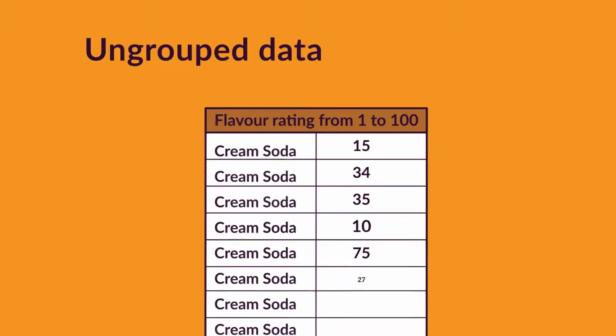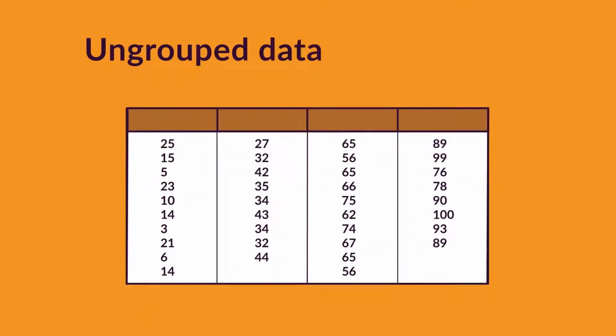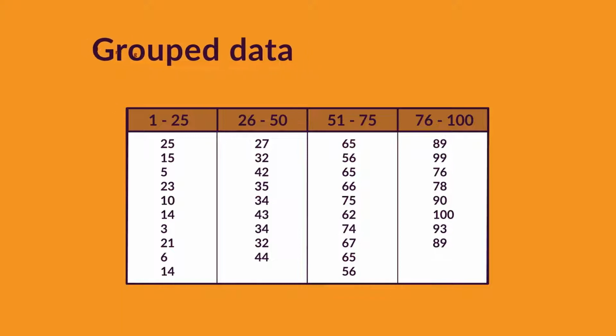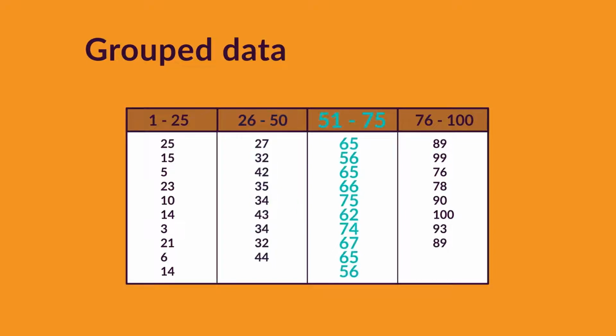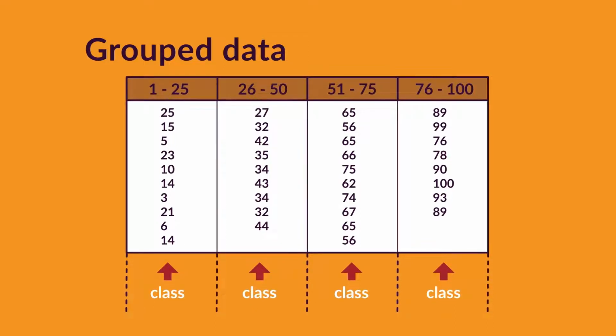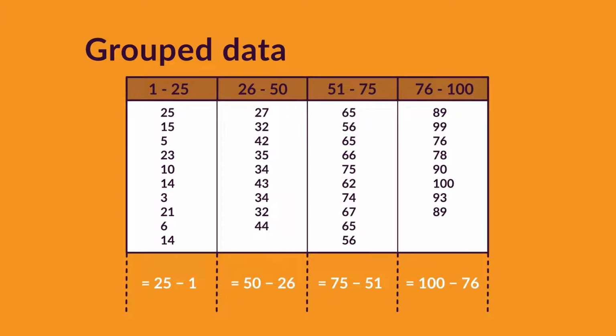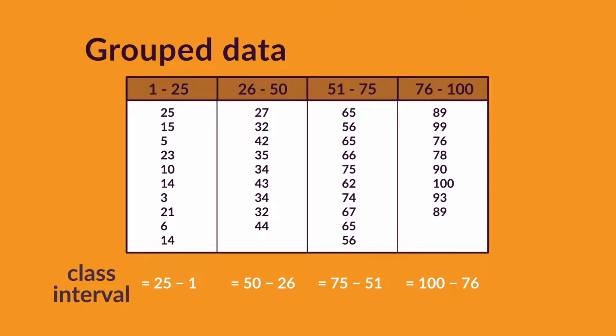categories. If she'd asked a number of people to rate cream soda between 1 and 100, and then group the results into those who rated a flavour from 1 to 25, 26 to 50, 51 to 75, and 76 to 100, we would then call this data grouped data. The categories 1 to 25, 26 to 50, 51 to 75, and 76 to 100 are called classes. To get accurate results, classes have to be exactly the same size. The size of a class is the difference between the highest and the lowest possible number in the class, and is called the class interval. Here we have 4 classes and a class interval of 24.